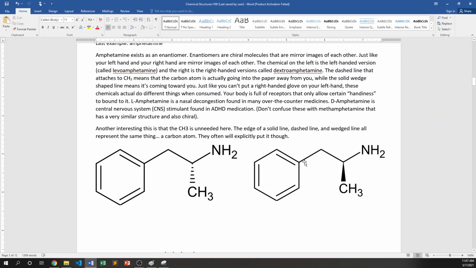The right-handed one is a central nervous system stimulant. It's used to treat ADHD. It bonds with a receptor in your brain. Even though the only difference, again, is here you see that CH3 pointing. Usually they like putting it on these dark lines.